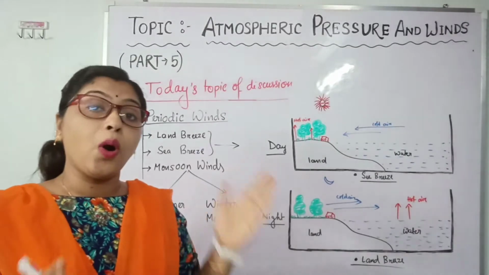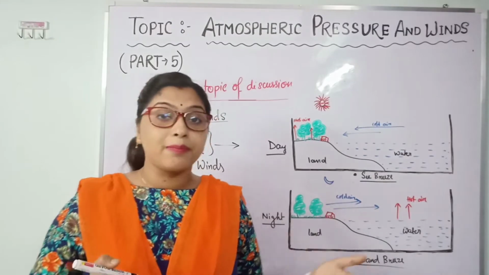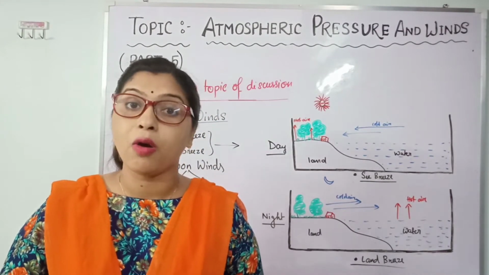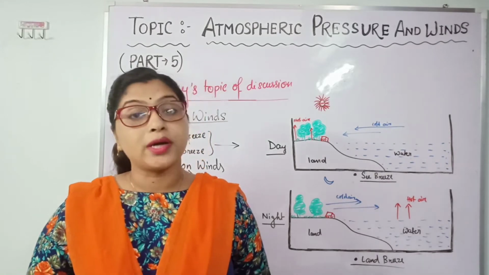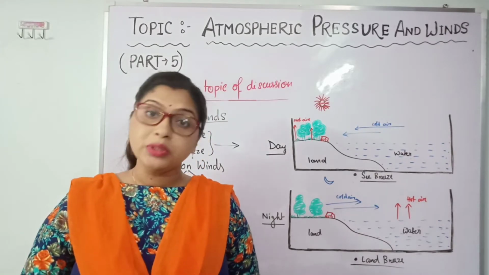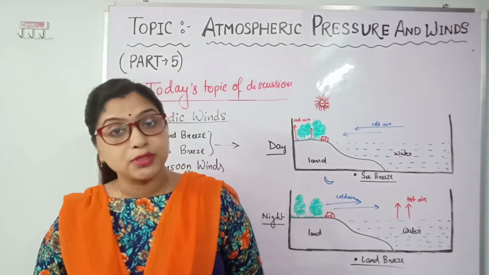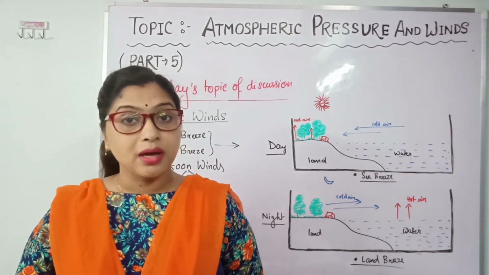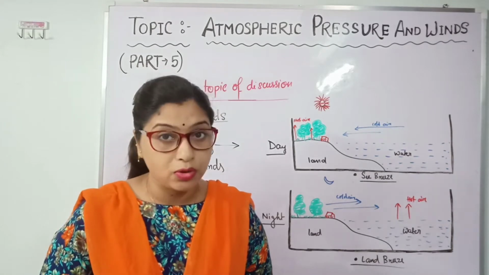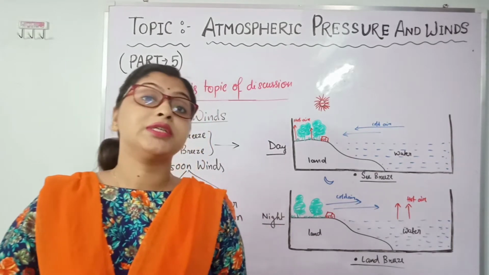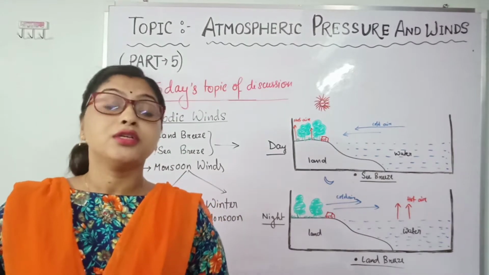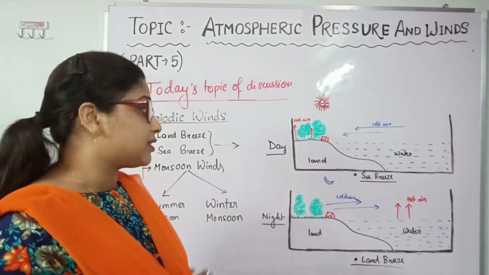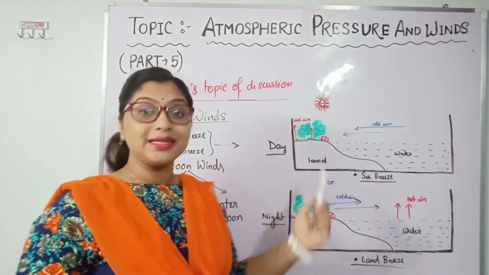We all know that these different types of wind form due to the differential heating of land and water. So what is differential heating? We know that land always absorbs and releases heat faster than water bodies, and water bodies always absorb and release heat slowly.